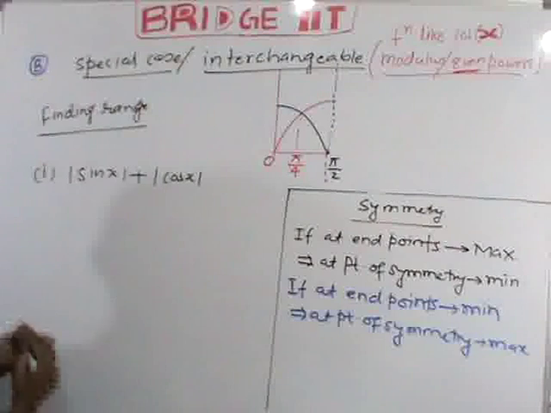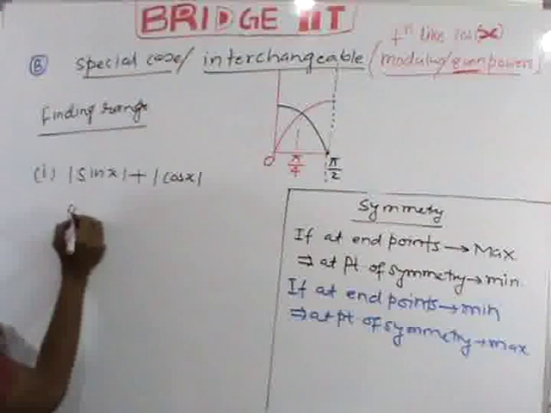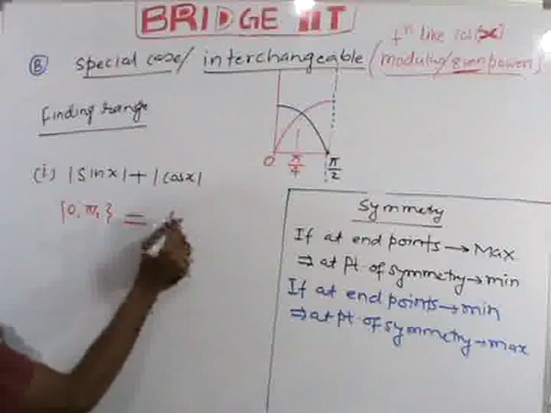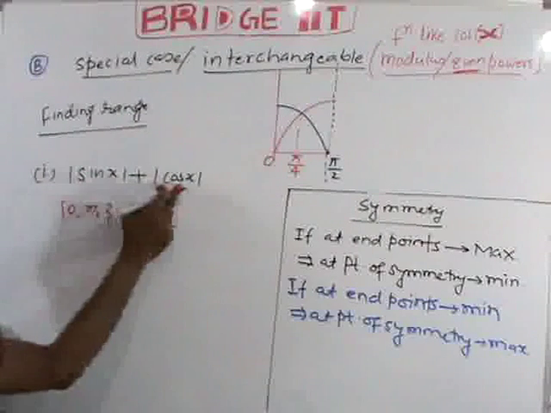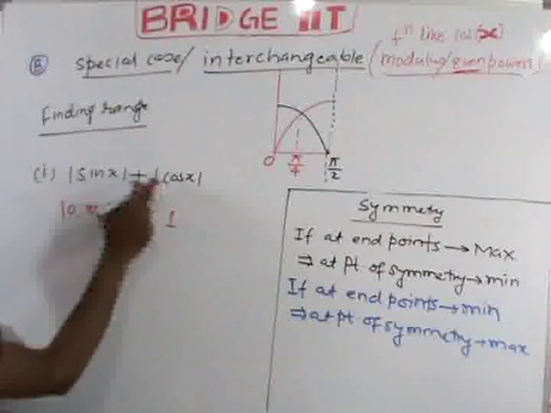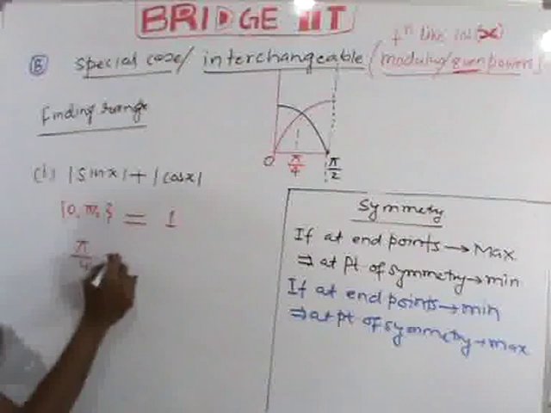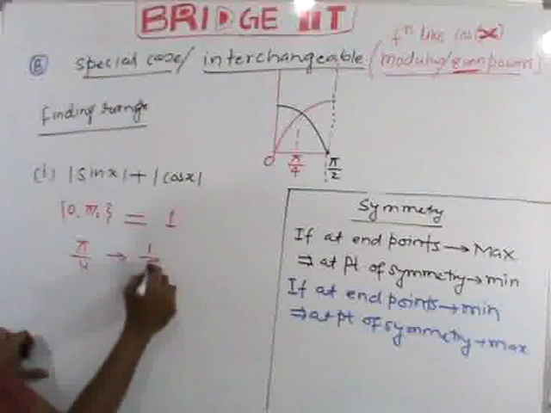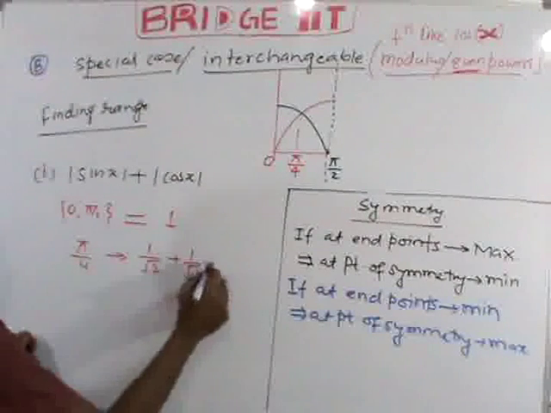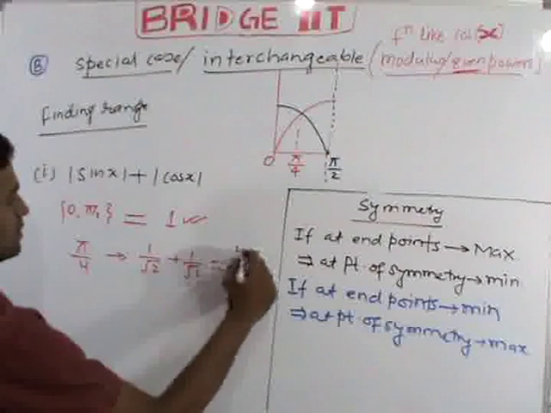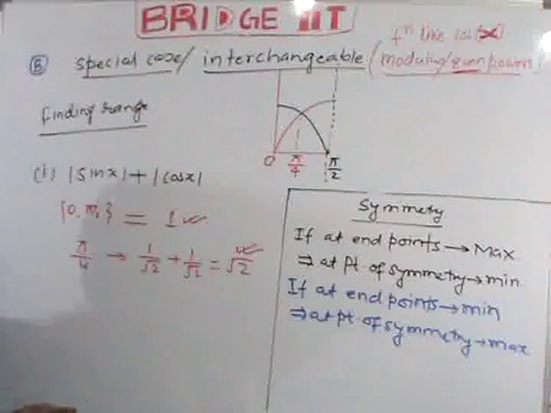So at endpoints, at 0 or pi by 2, what is the value of this function? 1. If this is 0, 0 plus cos 0 is 1. At pi by 2, this is 1, this is 0, 1. So at pi by 4, this is the point of symmetry. We will get this as 1 by root 2 plus 1 by root 2, and this comes out to be root 2. So this is the minimum value and this is the maximum value.